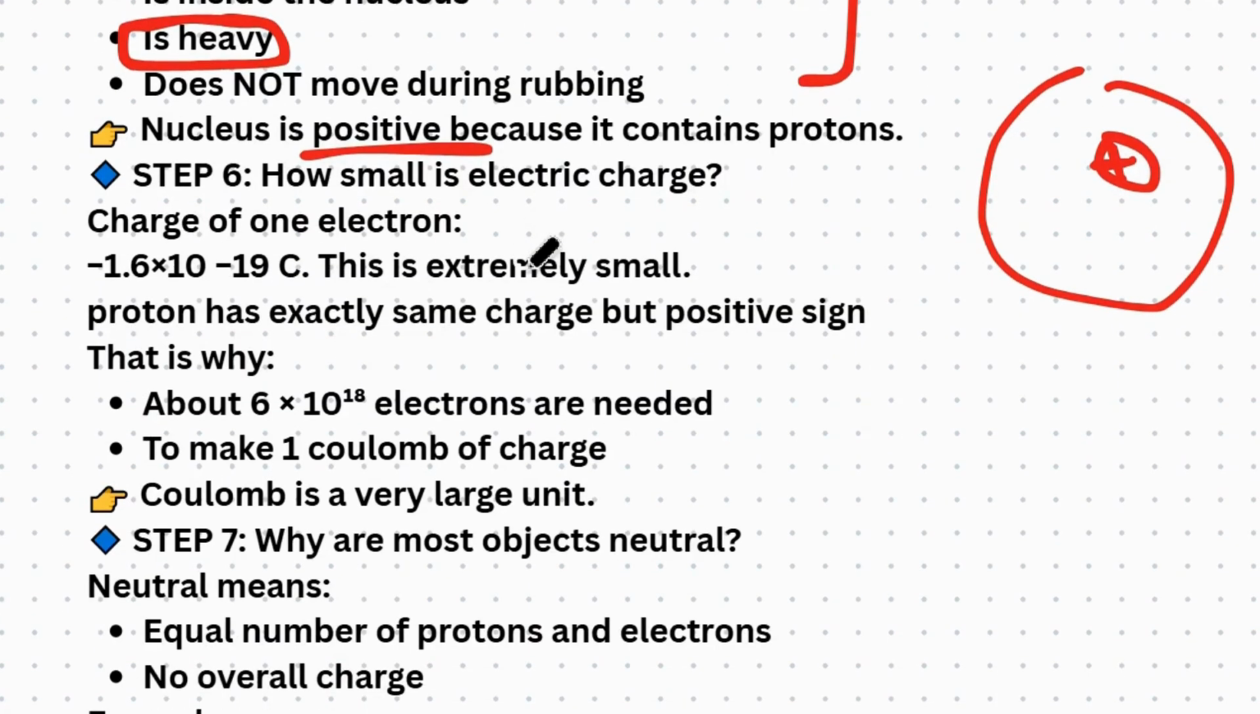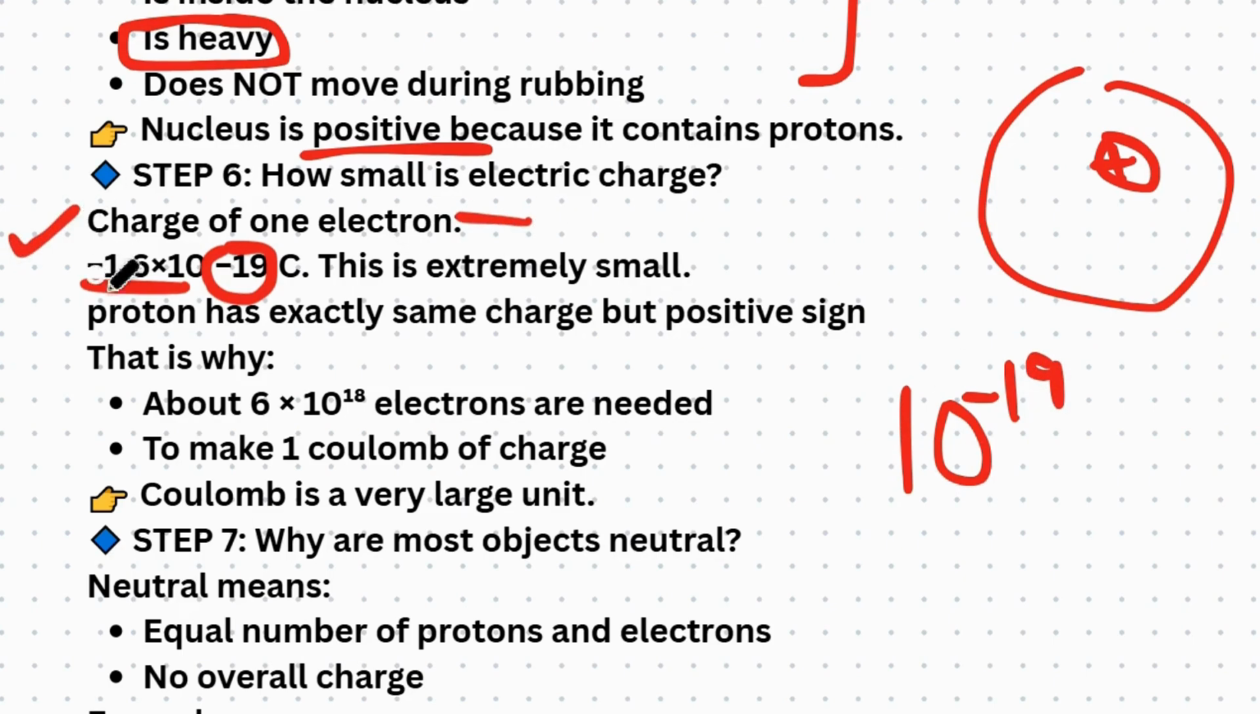For this, I told you yesterday the whole story, how that scientist got this value, minus 1.6 times 10 raised to power minus 19. It means this much small one electron is. So how small is electric charge? Charge on one electron is this much small, extremely small.